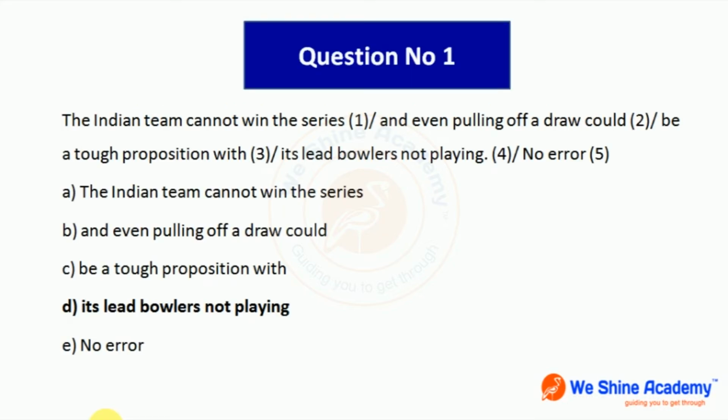Question number 1. The Indian team cannot win the series and even pulling off a draw could be a tough proposition with its lead bowlers not playing. I think everyone is familiar with verbs. What do you mean by verbs? Verbs can be classified into two types, main verbs and auxiliary verbs. That means in most cases, like in present continuous, each main verb should be carried out using an auxiliary verb.